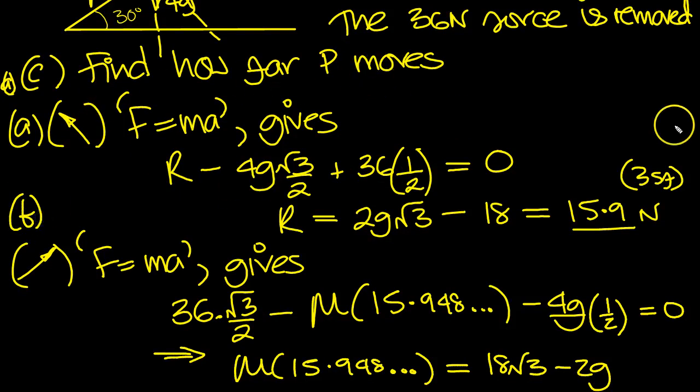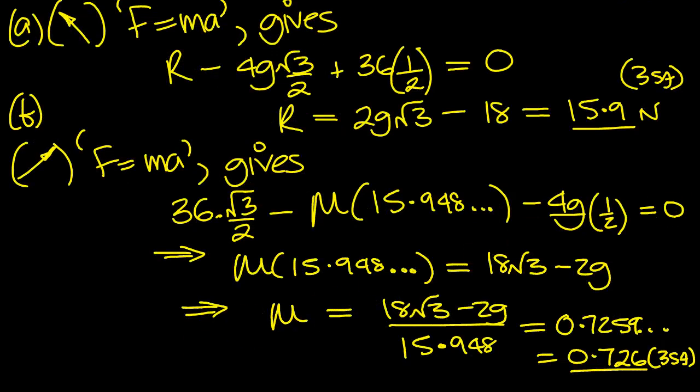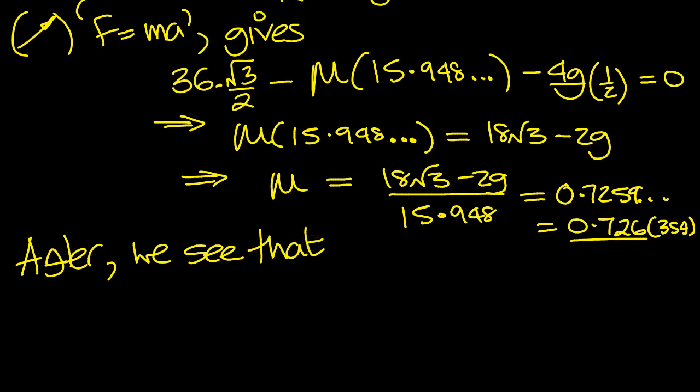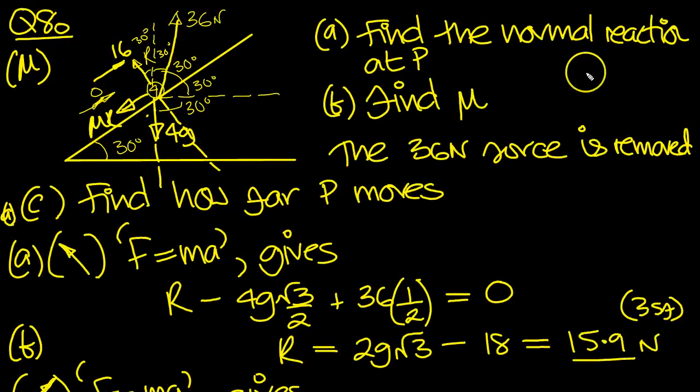Okay, part C, find how far P moves. Okay, we're told that the 36 Newton force is removed. So after that force is removed, in part C, we see that, let's look at this direction. Here, we simply get R, the normal reaction, is equal to 4g cos 30, don't we?